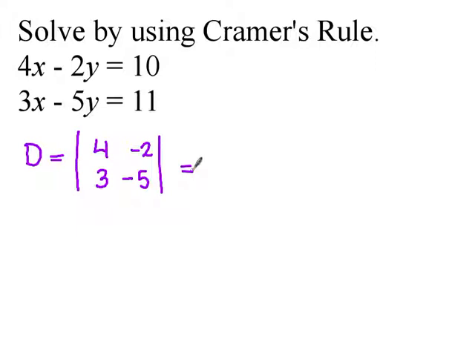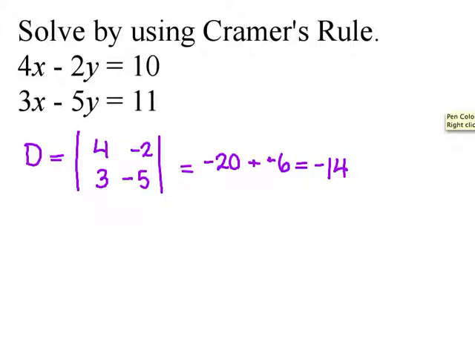So now all I need to do is find the determinant of that. And we learned this yesterday. Remember, we multiply along the diagonal. So along that first diagonal, I get negative 20 minus the second diagonal. What do you get? Negative 6. So negative 20 minus negative 6, plus a positive, is negative 14. So there's what D is.